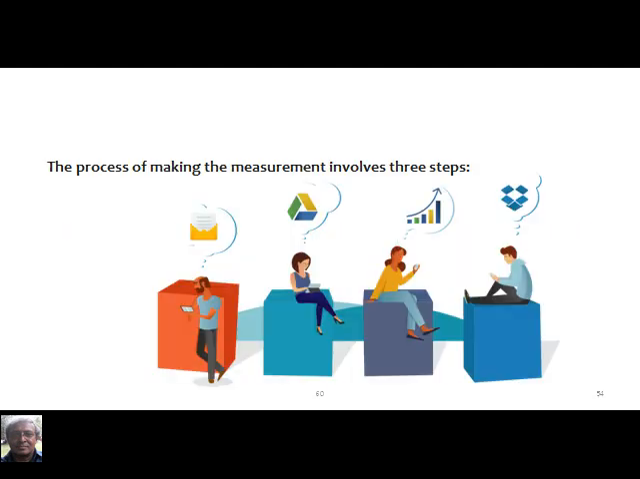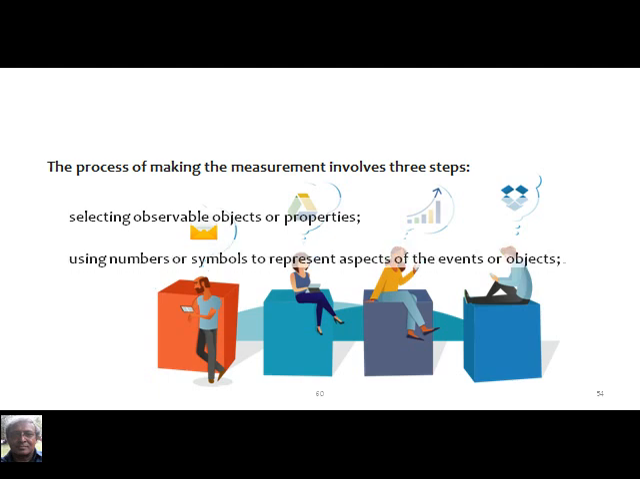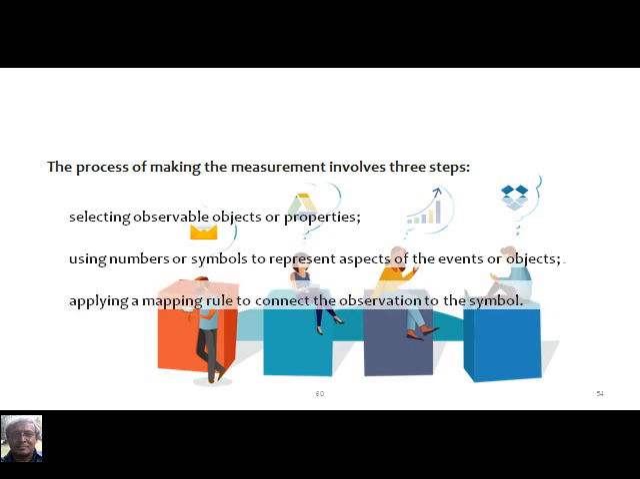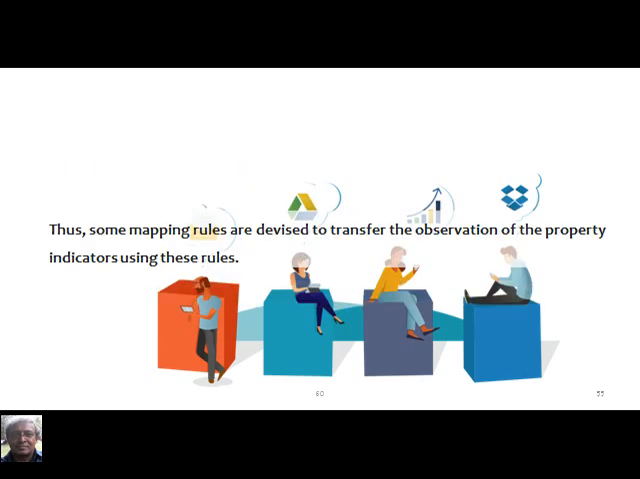The process of making the measurement involves 3 steps: selecting observable objects or properties, using numbers or symbols to represent aspects of the events or objects, and applying a mapping rule to connect the observation to the symbol. Thus, some mapping rules are devised to transfer the observation of the property indicators using these rules.